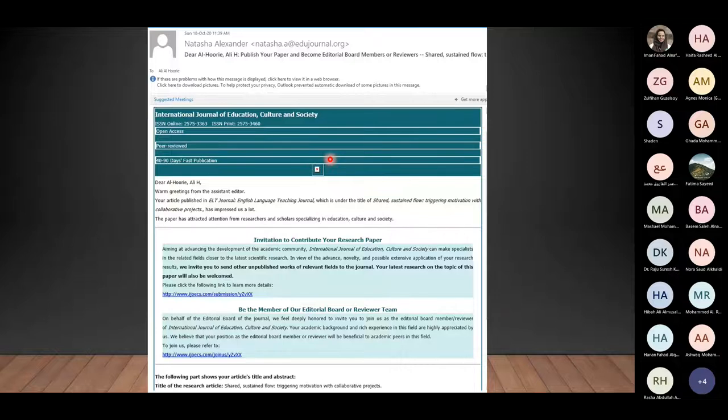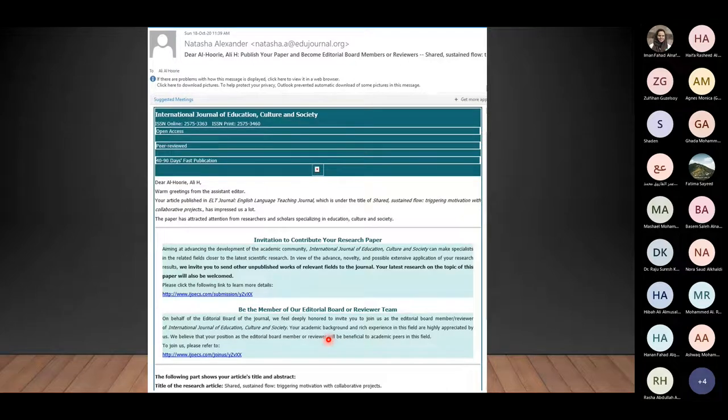So you can imagine how many tens and hundreds of other researchers received this mass email just in the hope that they will submit their papers to the journal and then pay the fees. Again, invitation to contribute your research paper. Be a member of the editorial board on behalf of the editorial board of the journal. We feel deeply honored to invite you to join us as the editorial board member. Your academic background and rich experience in this field are highly appreciated, et cetera, et cetera. You can see it's basically the same content.